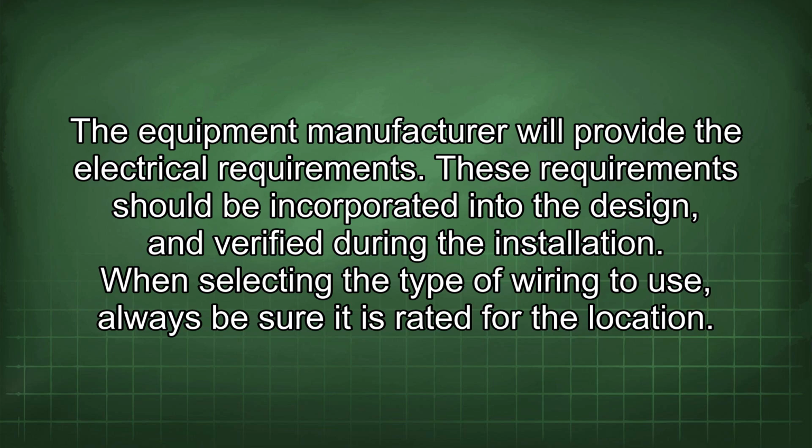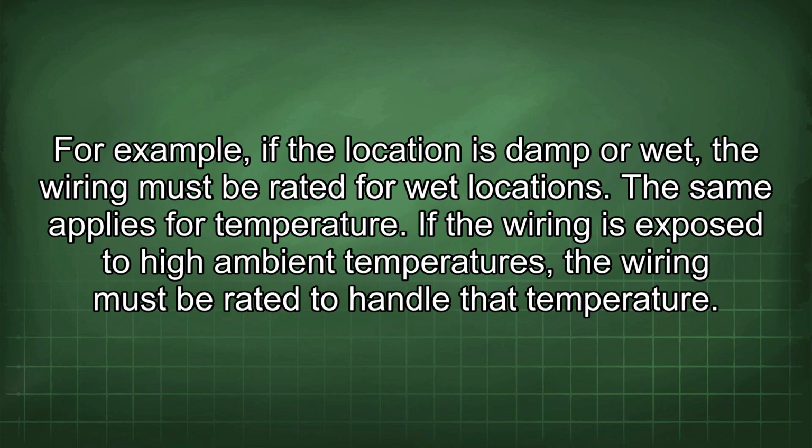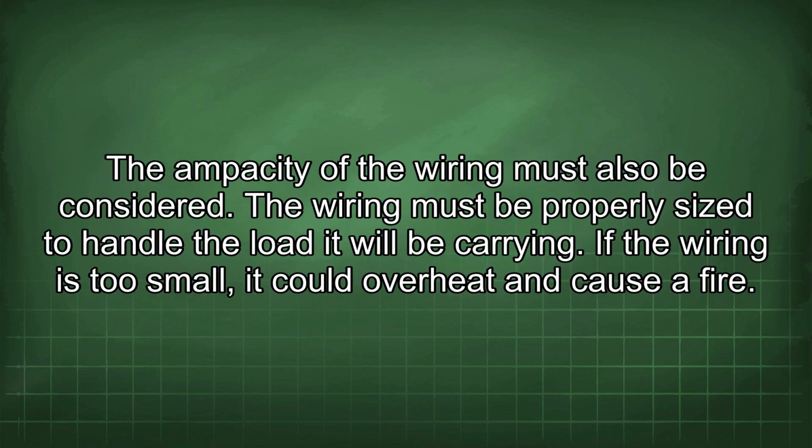When selecting the type of wiring to use, always be sure it is rated for the location. For example, if the location is damp or wet, the wiring must be rated for wet locations. The same applies for temperature. If the wiring is exposed to high ambient temperatures, the wiring must be rated to handle that temperature. The ampacity of the wiring must also be considered. The wiring must be properly sized to handle the load it will be carrying. If the wiring is too small, it could overheat and cause a fire.